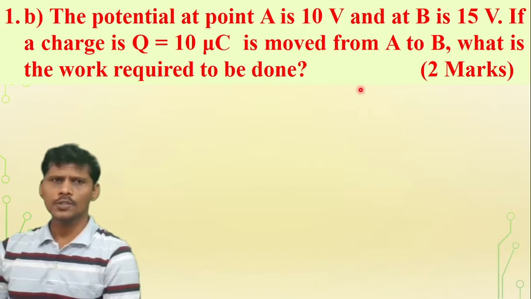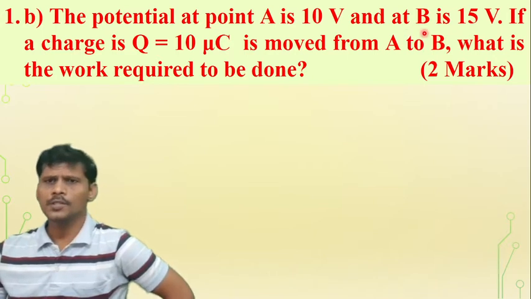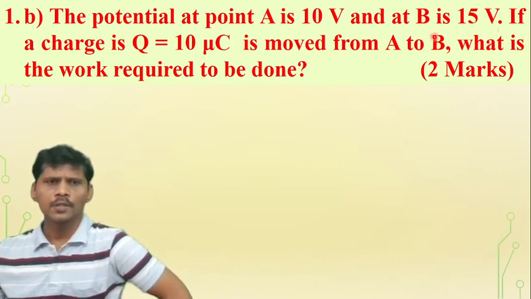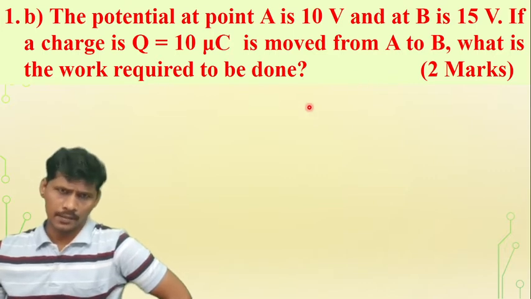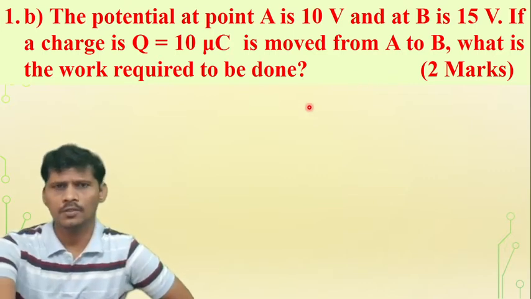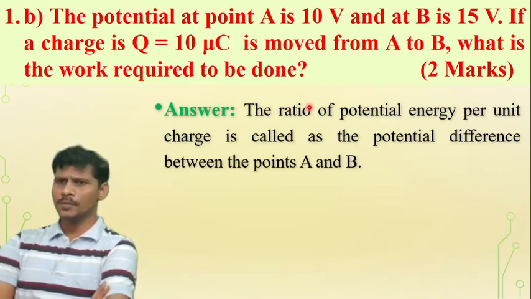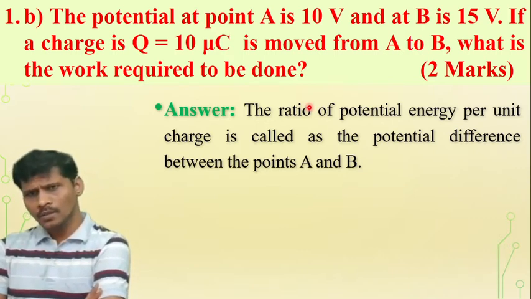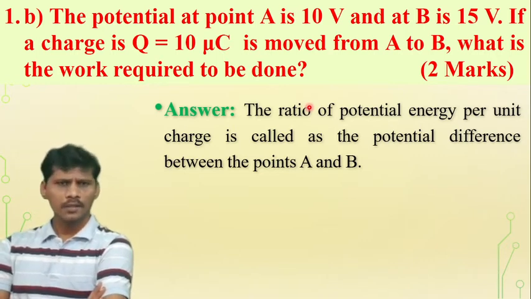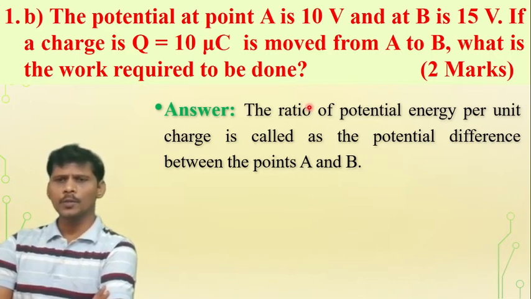Next, question number 1b. The potential at point A is 10 volts and the potential at point B is 15 volts. If a charge Q of 10 microcoulombs is moved from point A to point B, what is the work required to be done? Coming to the solution, given that the potential at point A is 10 volts and the potential at point B is 15 volts, and also given that the charge Q is equal to 10 microcoulombs, calculate the work done in moving the charge from point A to point B.